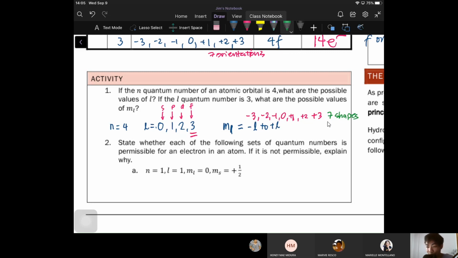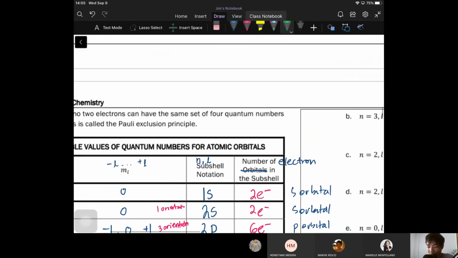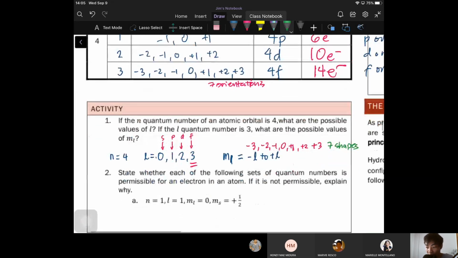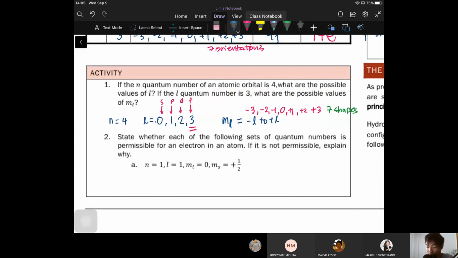Yung pinakita nating shapes, yung ganito. Ayan. So each of those ML, they correspond to one of those shapes. Hindi na natin alamin kung alin doon. Masyado na yung tedious, masyadong matrabaho na. Okay, so ganun lang yung pag-identify ng quantum numbers.